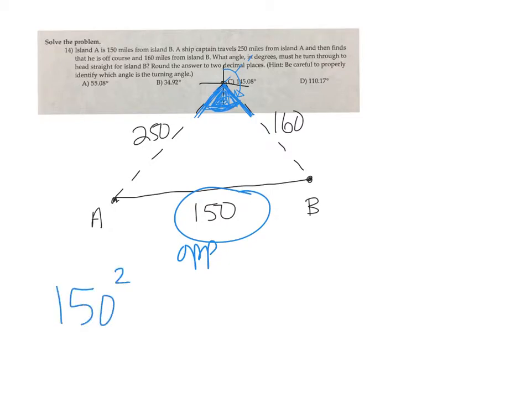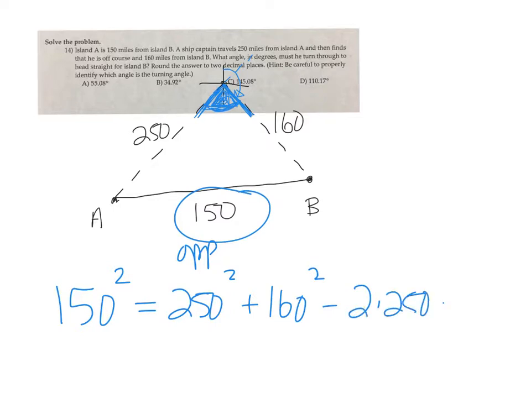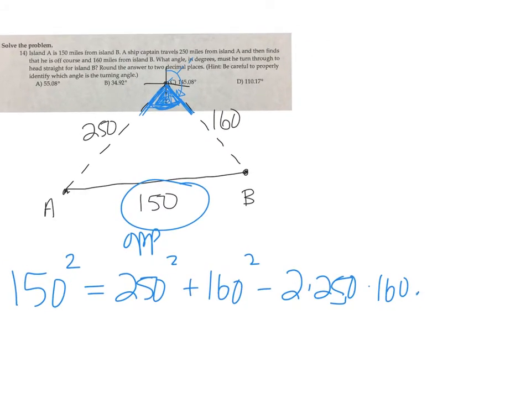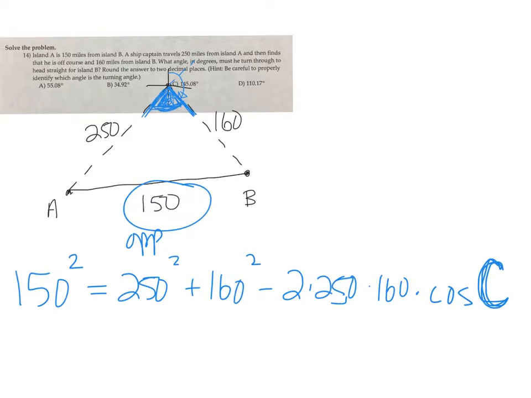So 150 squared equals 250 squared plus 160 squared minus 2 times 250 times 160, this is long, times the cosine of the angle that we don't know. So we'll just call it C. The other 2 are A and B. It makes perfectly good sense.